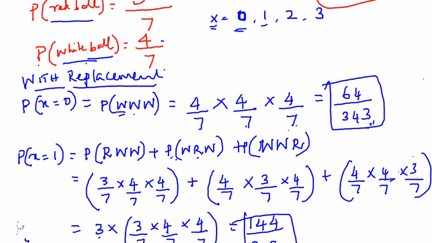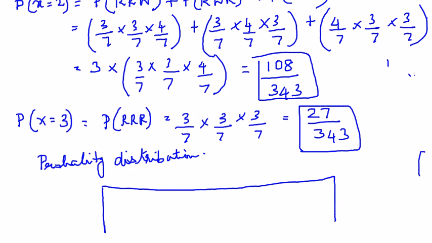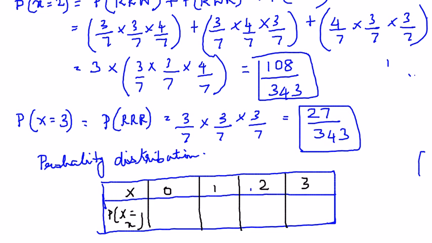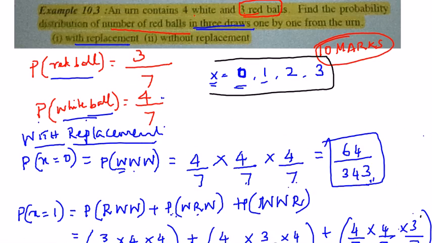Now this is what we have found out for the different outcomes, but the required thing is we have to write the probability distribution, right? So for that, I'm going to put a tabular column here. So this is how the table will be. So probability of x is 0, 1, 2 and 3, right? These were the 4 outcomes which we initially derived, right?